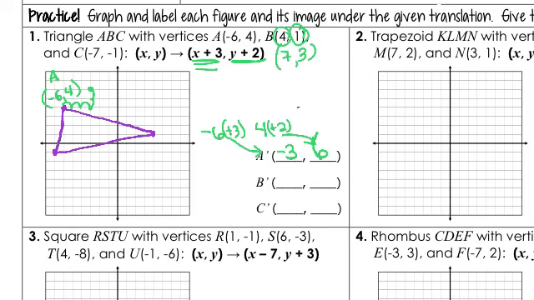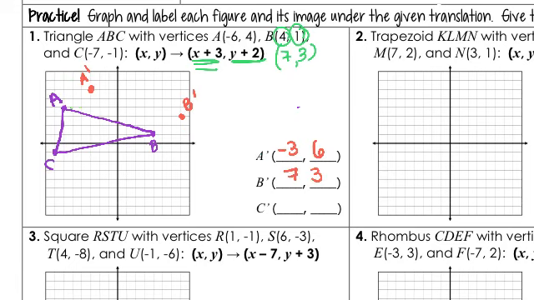And up 3. And that's going to be our new B location. This was B. This is B prime. This was A. This is A prime. Okay, so now we just have to find C prime.